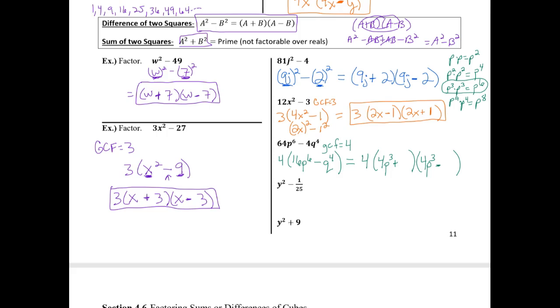And q to the 4th, take 4 divided by 2, so I know it's going to be q squared times q squared. And that's as far as we can go.